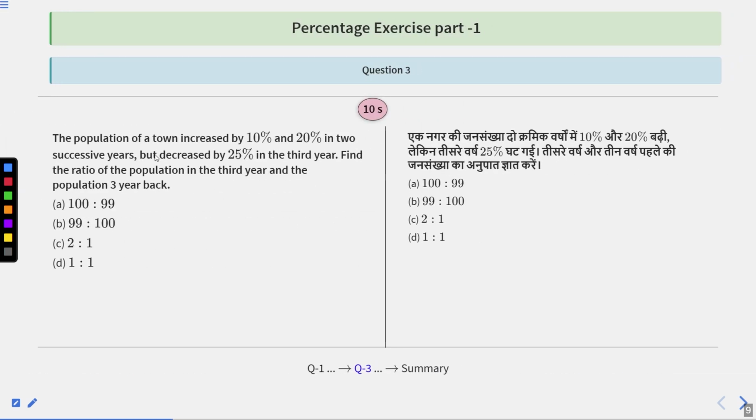Next, the population of a town increased by 10% and 20% in the two successive years, but decreased by 25% in the third year. Find the ratio of population in the third year and the population 3 years back. Options have been given to you: 100 ratio 99, 99 ratio 100, 2 ratio 1 or 1 ratio 1. These are the options.